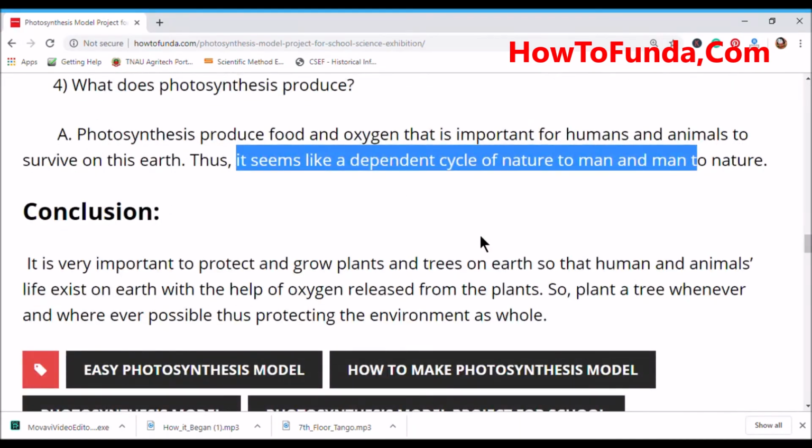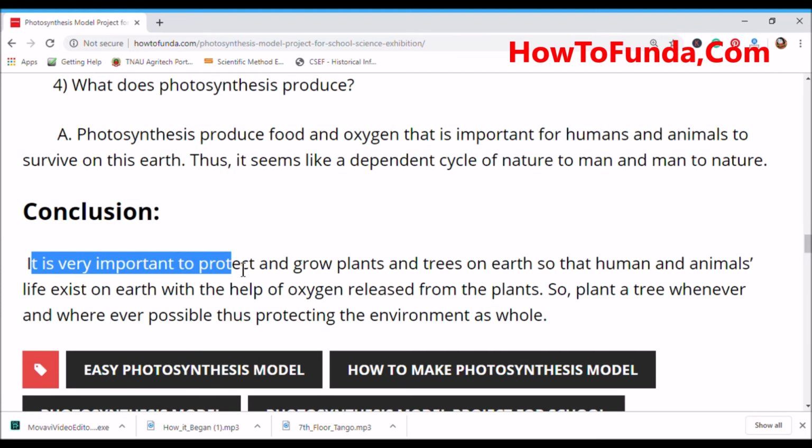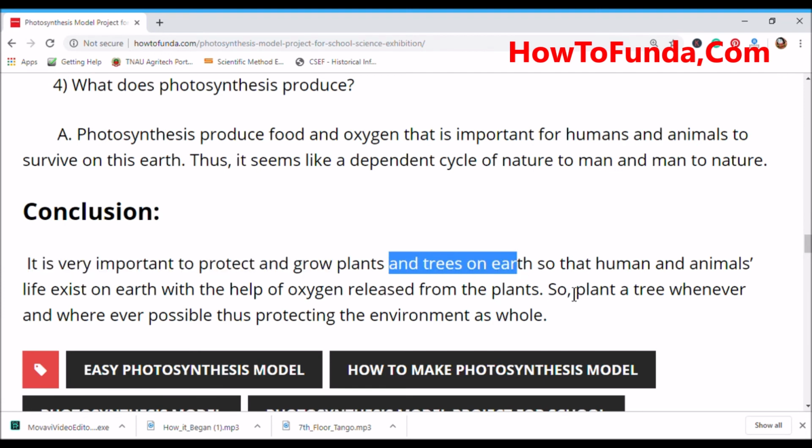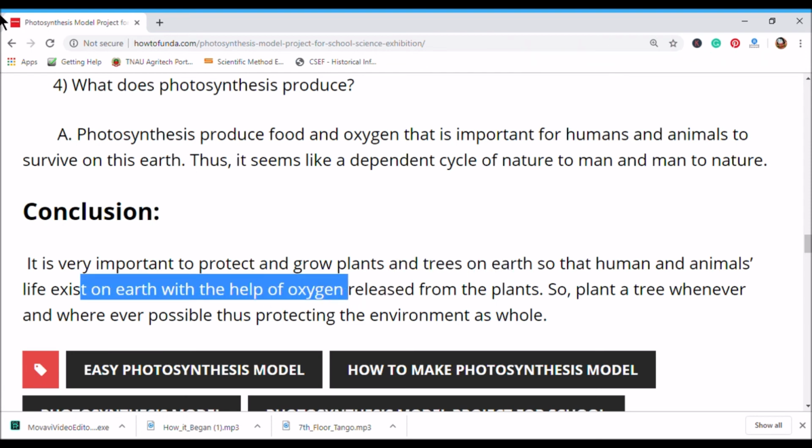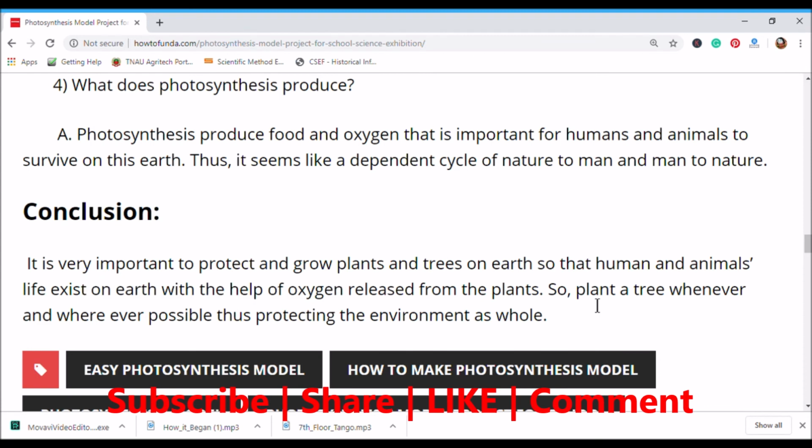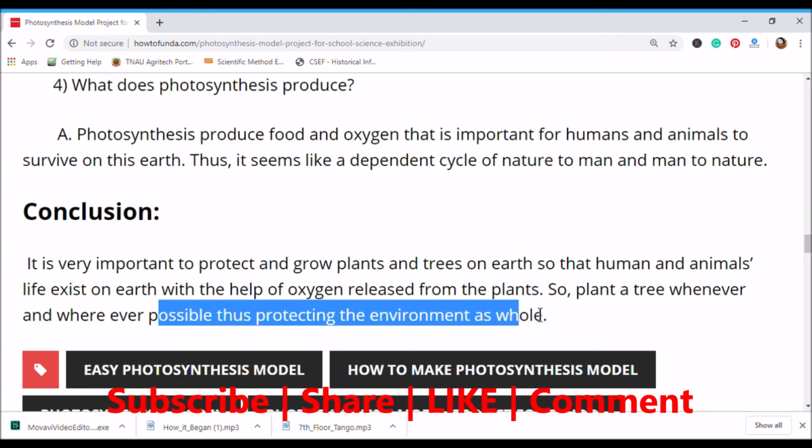And let's conclude. What is the importance of photosynthesis? It is very important to protect and grow plants and trees on the earth so that human and animal life exists on the earth with the help of oxygen released from the plants. So plant trees, whenever and wherever possible, to protect the environment as a whole.